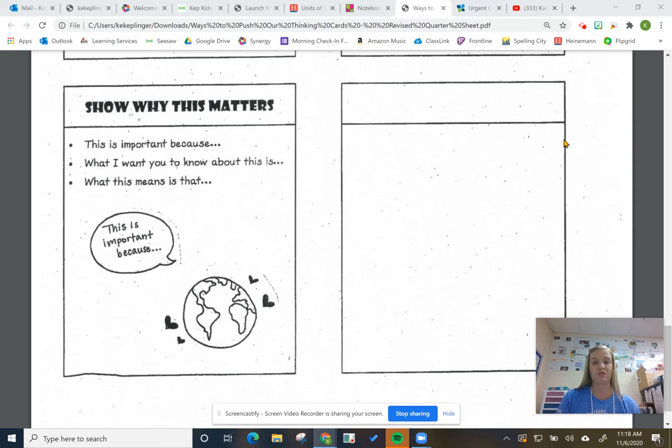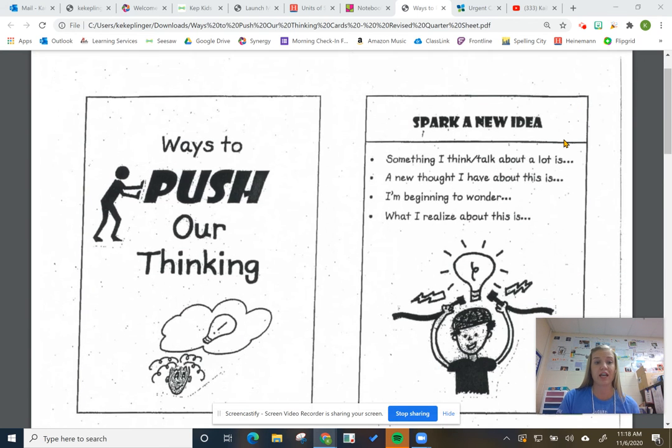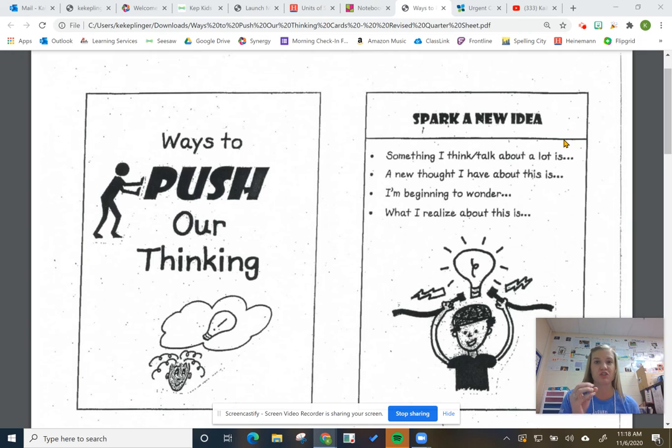So, authors, remember, take your flash draft, read it over and over and over again. And yesterday we were focusing on keeping our audience in mind. Today, I want you to think about how you can take your writing and push your thinking so you can stretch and elaborate and add more ideas.